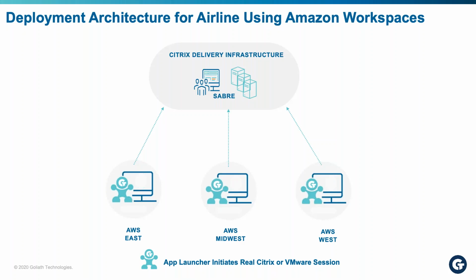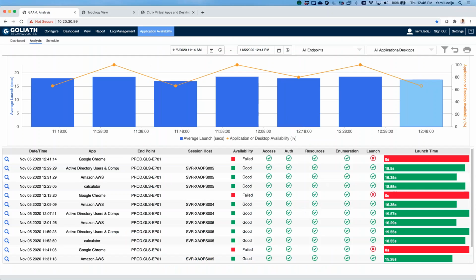And they're testing from each one of these locations 24/7, making sure that their Sabre application is available. Now, if there's any issue with the launch, with the numeration and things like that, they will get a real-time alert, and then they can analyze each one of the launches from the technology in a page called the Application Availability Analysis tab, which I am displaying here on the screen.